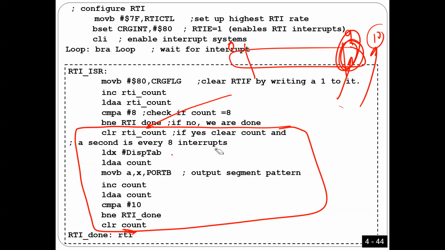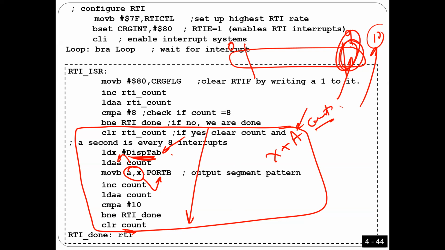Okay, guys. So every 8 interrupts, I'm gonna come here. Number 1, as you see here, I'm gonna initialize X. Number 2, count is gonna go to A. Then A comma X, you remember this one. So I'm gonna get the location pointed by X plus A, and A has count. So I'm gonna get the location pointed by X plus count. Then I'm gonna increment the count, and if count is not 10, do nothing. If it is 10, you have to clear it, so that after 9, you are gonna go to 0. Any questions?